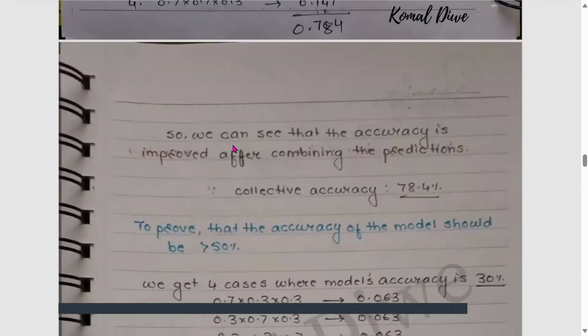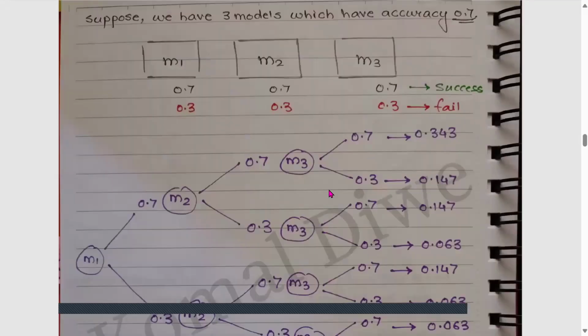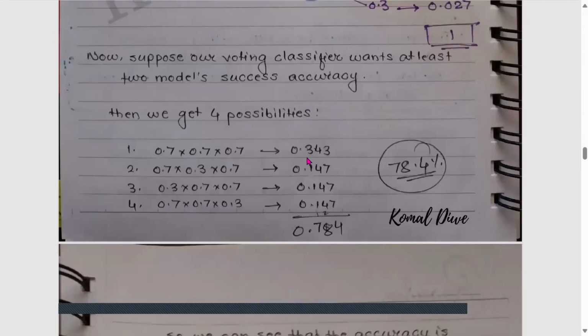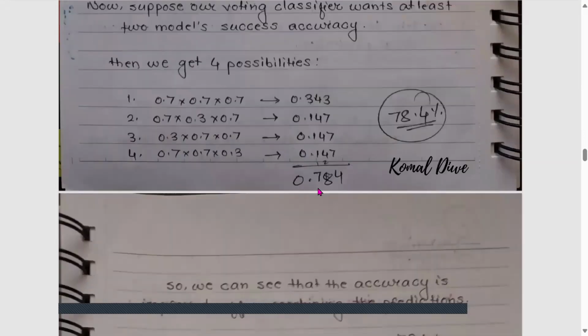Here it is. We can see that the accuracy is improved after combining the predictions. If the accuracy of each individual model is greater than 50%, for example we have selected 0.7, 0.7, 0.7, then the final accuracy is greater than the individual model accuracy. Okay, this is 0.78.